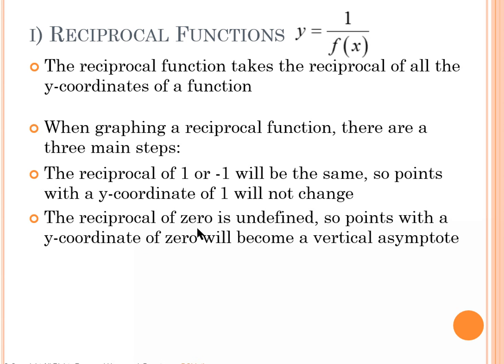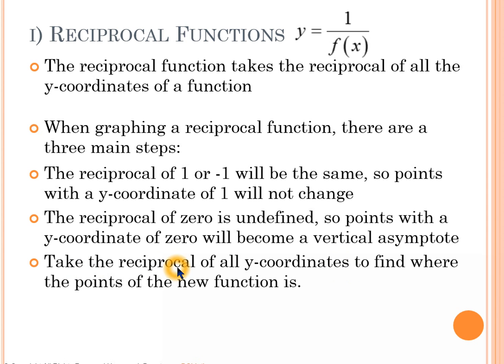Now the reciprocal of 0 is undefined, so when you're graphing reciprocal functions, if you find points with a y-coordinate of 0, those will become a vertical asymptote. Finally, take the reciprocal of all y-coordinates to find where the points of the new function are.